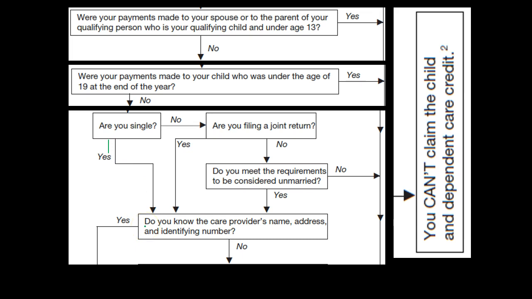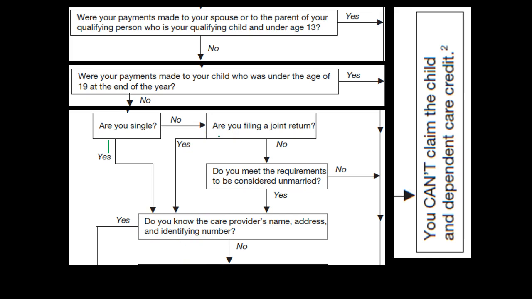Do you know the care provider's name, address, and identification number? If yes, we'll move down this way. If no, then we're going to have to go through some more questions. We'll go through that in a second. Back up here. Are you single? If the answer is no, are you filing a joint return? If yes, then we're going to go here. Do you know the care provider's name, address, identification number? And we'll move forward. Back up to this one.